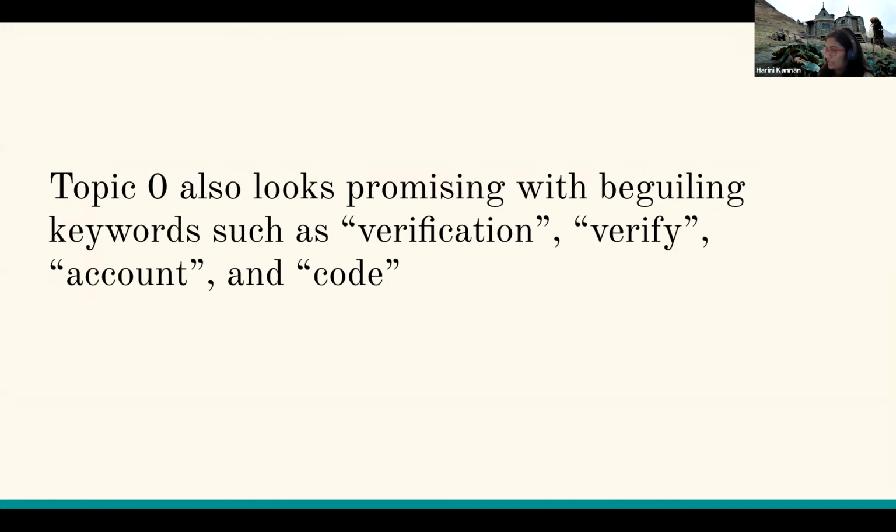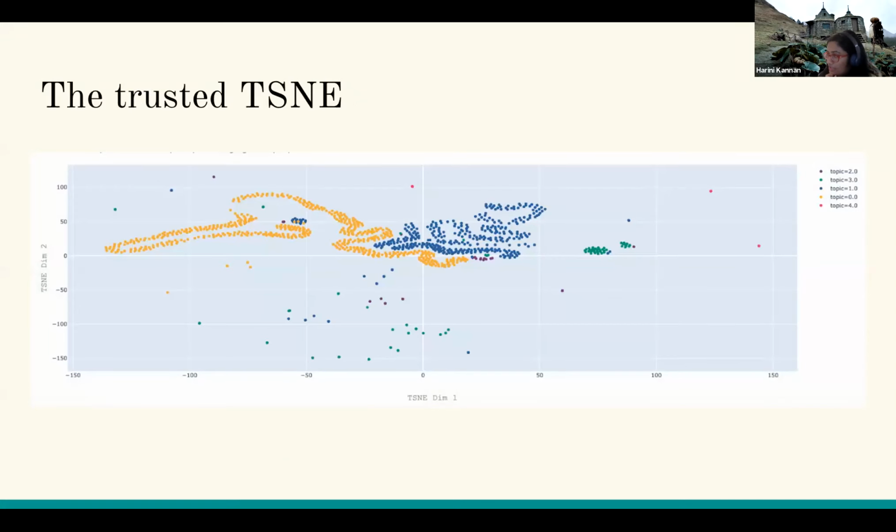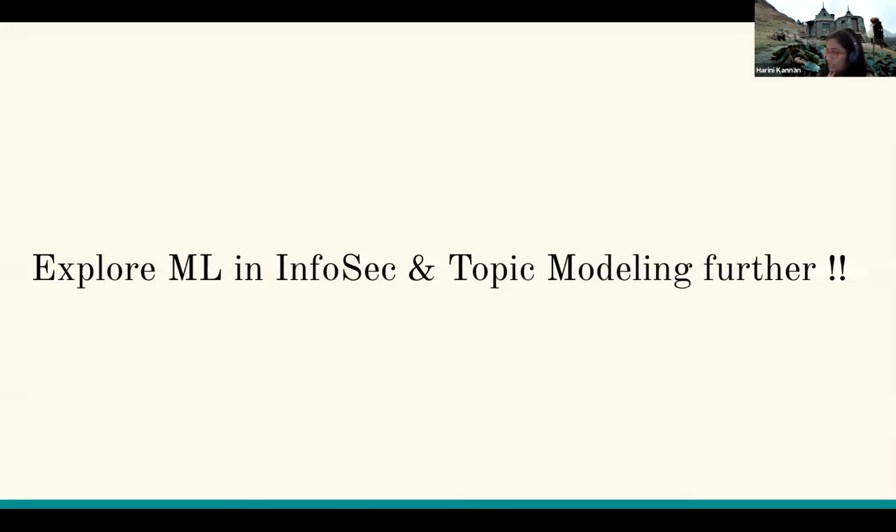Topic 0 was interesting. Go and look for verification, and it was for WeChat, I think. It was all the verification codes for that particular application, for some reason stored. So this was the T-SNE plot for the hacker data set, which was very interesting because it had a very nice structure when you visualize the data. That is basically it.